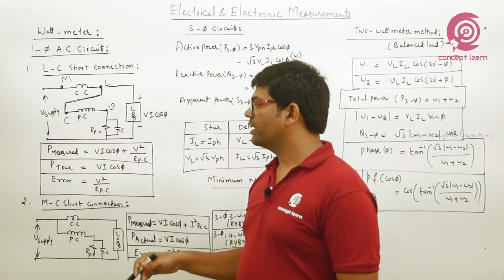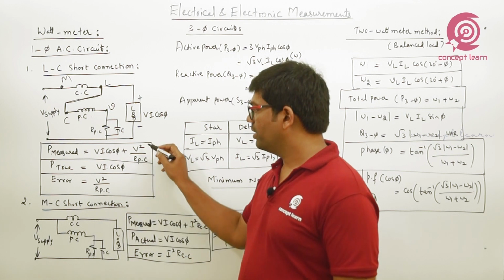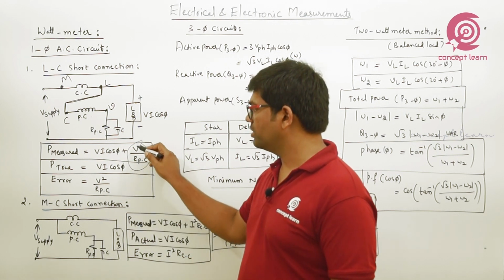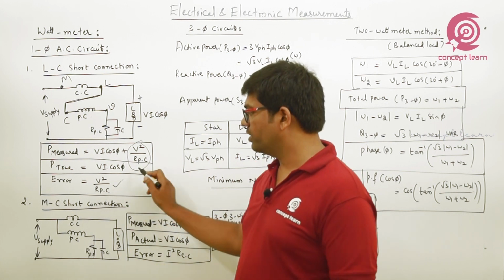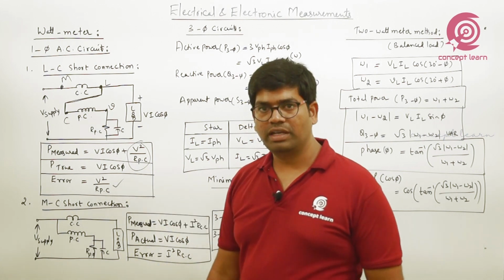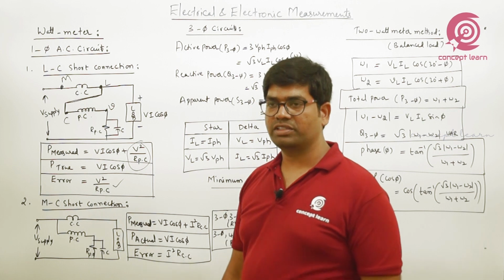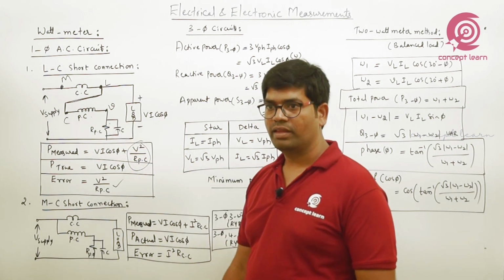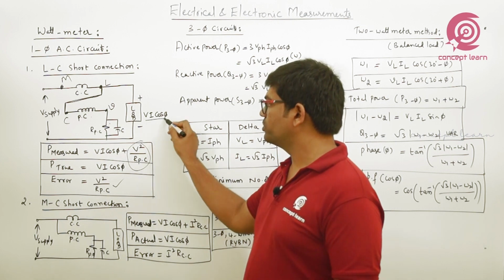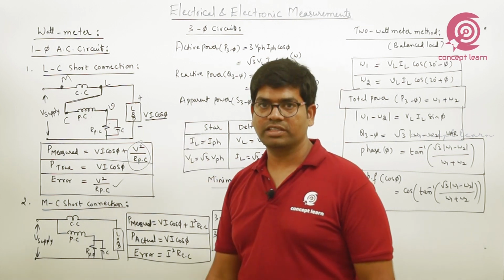So what kind of error is associated? The measured power includes the power loss in the pressure coil circuit. So the error is mainly because of the power loss in the pressure coil circuit, because it is near to the load, so causing error. And the actual power or true power we are assuming as VI cos phi.